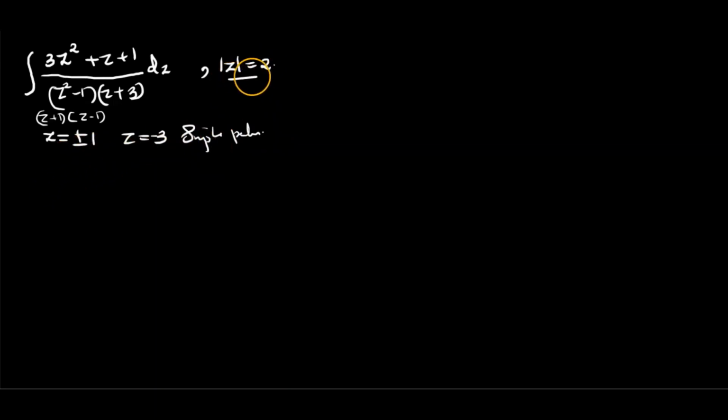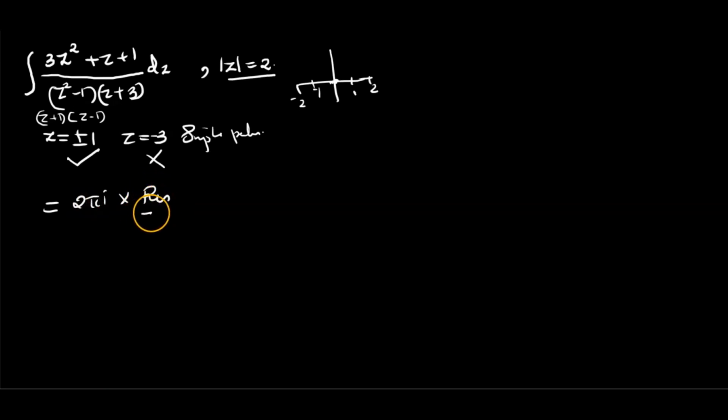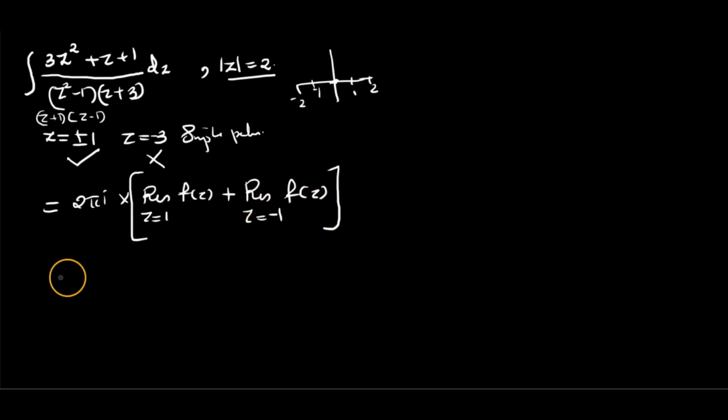Now the circle is given by mod z equal to 2. That means center 0, 1 is there, 2 is there, minus 1 and minus 2 is there. Minus 3 is not inside the circle, plus 1 and minus 1 are inside the circle. So the integral of this function is equal to 2 pi i into the residue at z equal to 1 of f of z plus the residue at z equal to minus 1 of f of z.